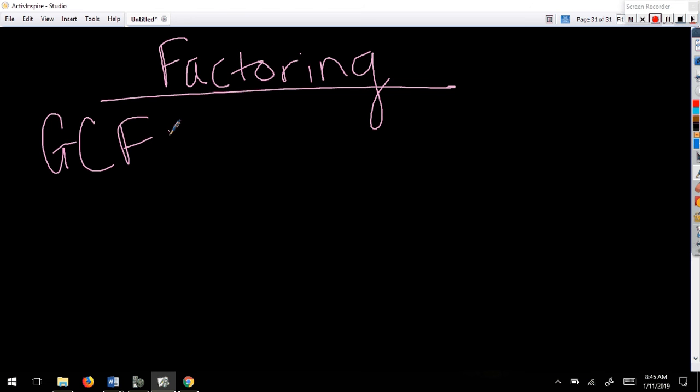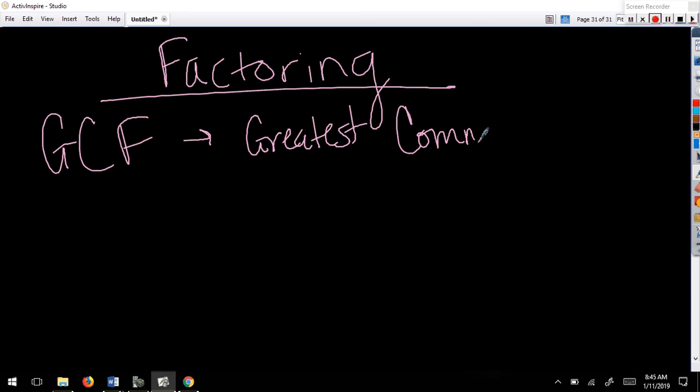Who knows what this means? So this is a little precursor to the notes that I gave you. So these are not on there. But if you know how to do this, it's up to you. Greatest common factor. So, okay, y'all are good with acronyms.